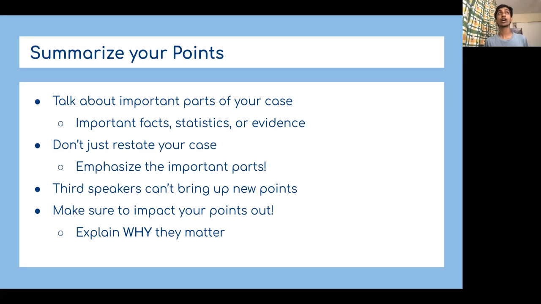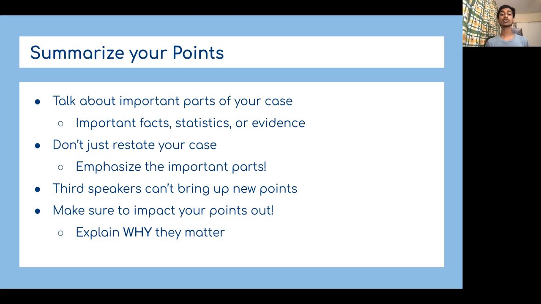What parts of your case are going to make or break the debate? What are things that the judge seemed like they really appreciated? What are some parts of your case that your opponents didn't respond to? That's what you should be emphasizing. Keep in mind that the third speakers can't bring up new points, rather they're just going to emphasize the important parts of the points that previous speakers already said.